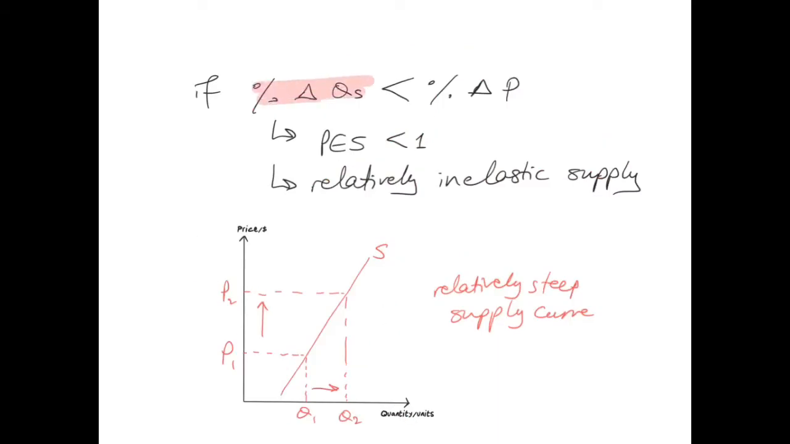If the percentage change in quantity supplied is lower than the percentage change in price, so here quantity supplied is not very sensitive, not very responsive to changes in price, the value of PES will be less than 1. Here we say that supply is relatively inelastic or relatively price inelastic, and the supply curve will be relatively steep. As you can see, when price rises from P1 to P2, the increase in quantity supplied is proportionately smaller. It's a very small increase in quantity supplied proportionate to the change in price.